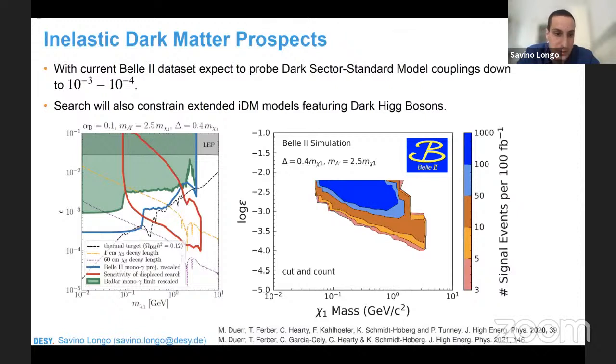Another thing I'll point out is on the left, we see this blue curve. This is showing the monophoton sensitivity. So at Belle 2, as I mentioned, we will be performing a single photon search. If the Chi-2 in this case is very long-lived, it decays outside the Belle 2 detector, and this would also become a single photon search. So in the region where we lose sensitivity with the displaced vertex method, it's complementary because we can also cover this with a single photon analysis that's ongoing.